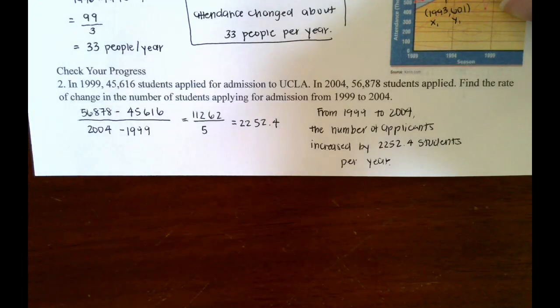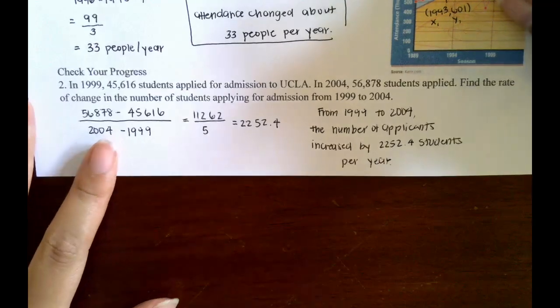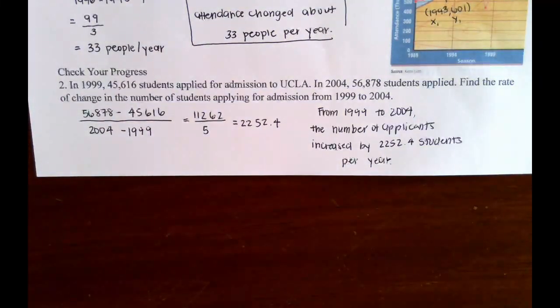Okay, this is what you should have gotten. From 1999 to 2004, the number of applicants increased by 2,252.4 students per year. Or if you saw that, well, you can't have 0.4 of a student, you can also just change it to 2,252 students per year. Okay, if you got it, feel free to move on to the next example. If not, here's your explanation.